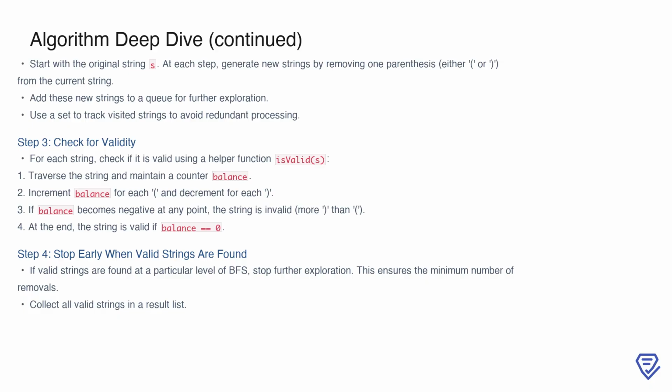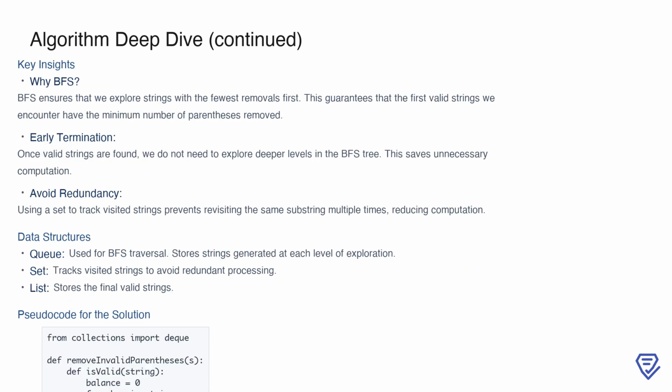Additionally, we optimize our process by stopping further exploration at the BFS level where we first find valid strings. This guarantees that the strings found have the minimum number of parentheses removed. The choice of BFS as our traversal method is critical because it ensures that we explore strings with the fewest removals first, guaranteeing minimal changes to achieve validity. This strategy, combined with early termination once valid strings are located, saves unnecessary computation by avoiding exploration of deeper, less relevant levels of the BFS tree.